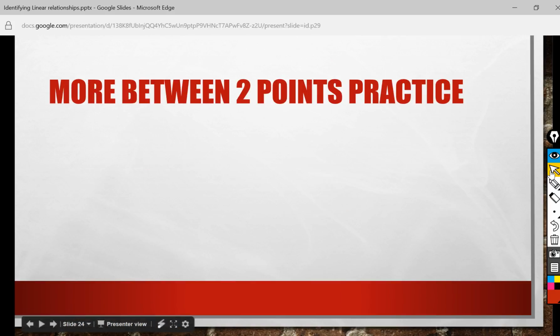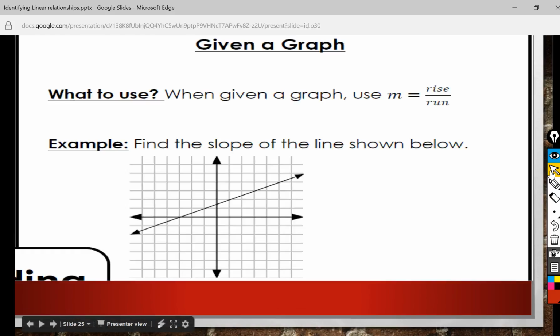And then this is more practice. Okay, so now we're going to try to find it when given a graph. When given a graph, we use the m equals rise over run formula.